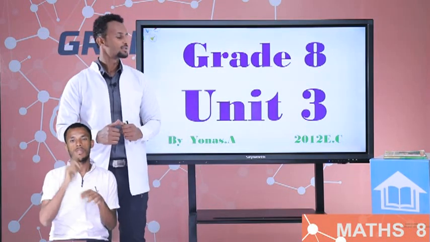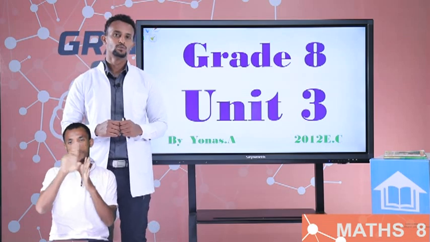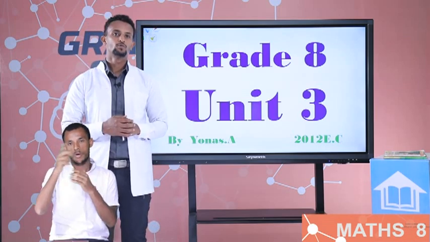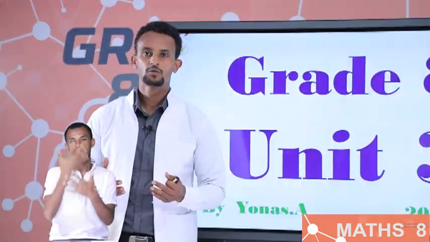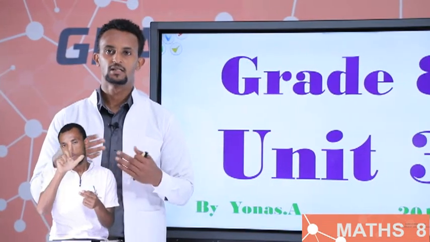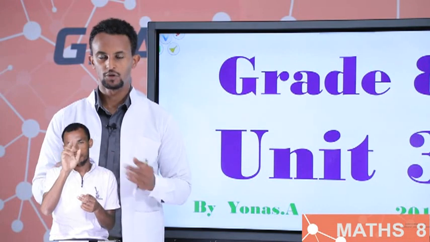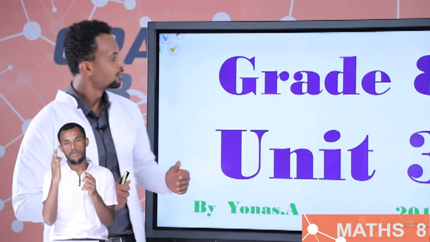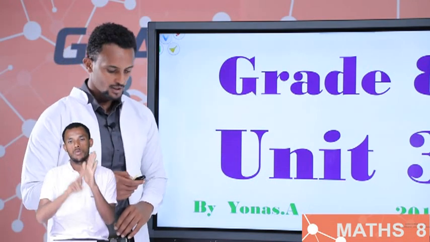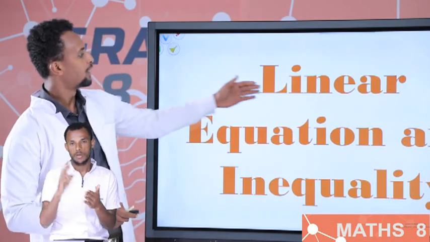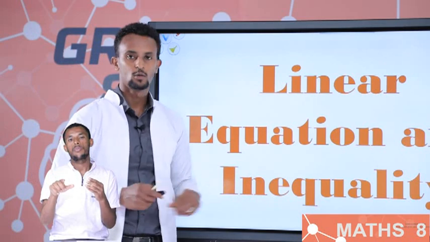Last time we started to discuss Unit 2, which talks further about working with variables. In that unit, we discussed how to multiply binomials, monomials, and different kinds of terms. So today we will go to revising Unit 3. In this unit, we saw about linear equations and inequalities.